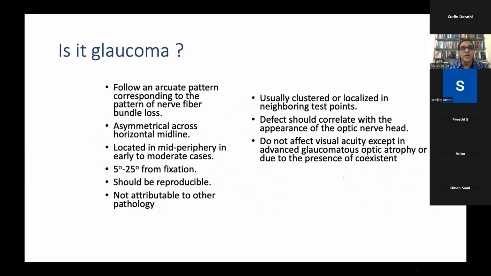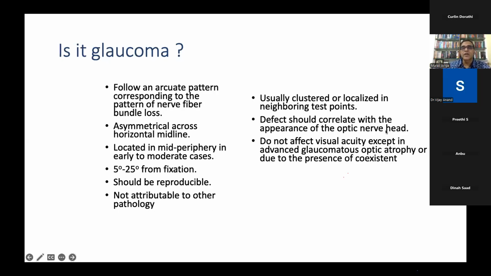So is it glaucoma or not? The visual field defect in glaucoma usually follows an arcuate pattern corresponding to the pattern of nerve fiber layer bundle loss. It is asymmetrical across the horizontal. It is located in the mid periphery in early and moderate cases, about 5 to 25 degrees from fixation, and has to be reproducible and not attributable to any other pathology like a scar, a laser mark, an old BRVO, a treated area, or a macular scar. All of this has to be understood before we adopt this as glaucoma. It is usually clustered or localized to neighboring test points and should correlate to the appearance of the optic nerve.